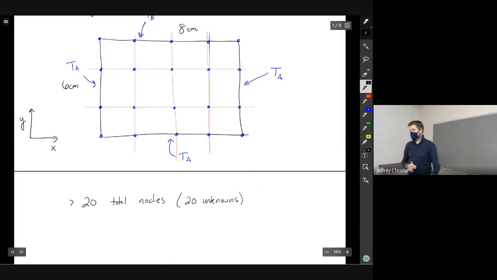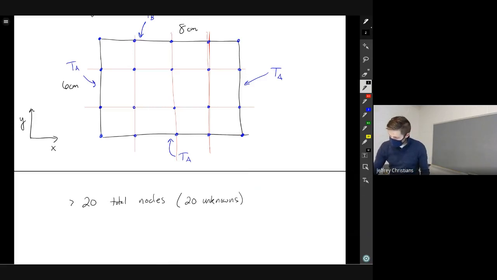That gives us about 20 unknowns. It's not going to be quite that bad because we actually know a lot of them already. We know a lot of them are TB and a lot of them are TA. We'll look at one of the inside ones because the outside ones are fairly easy. We can label them by where they specifically are.